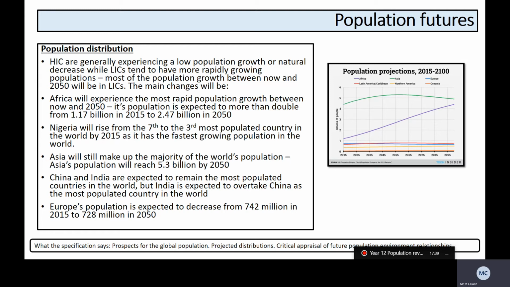And Europe's population is actually expected to decrease, only slightly, from 742 million in 2015 to 728 million in 2050. So we can see how, as things pan out, as you approach my sort of age in a number of years' time, we're likely to see a number of significant changes.